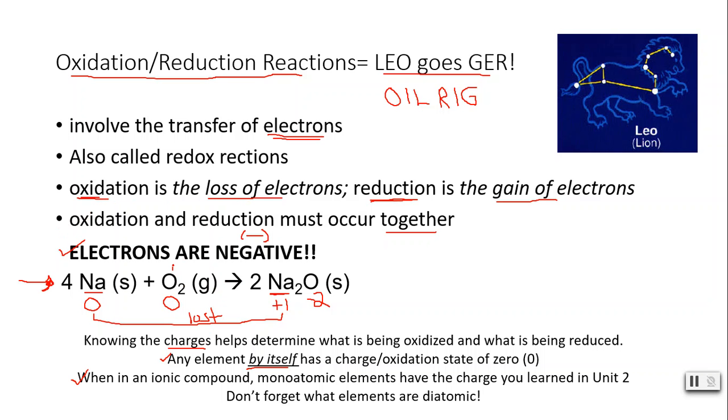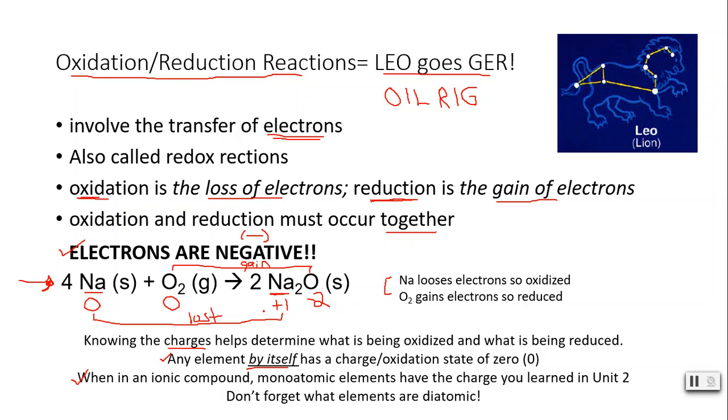Oxygen, as a reactant, had a charge of 0. As a product with the sodium, it has a charge of -2. So it gained electrons. Therefore, it is reduced. So, since sodium lost electrons, it is oxidized, and oxygen is reduced in that reaction.